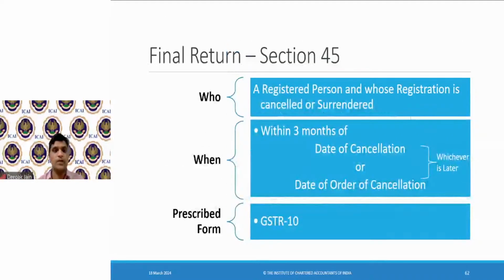Okay. Final return is the return which has to be filed at the time of cancellation. A registered person whose registration is cancelled or surrendered, either you have cancelled or the officer has cancelled it, will have to file a final return in GSTR 10 within 3 months of the date of cancellation or the date of order of cancellation, whichever is later. Here it is later, otherwise it was all earlier. That is, 3 months from the date of cancellation or 3 months from the date of the order of cancellation, whichever is later.